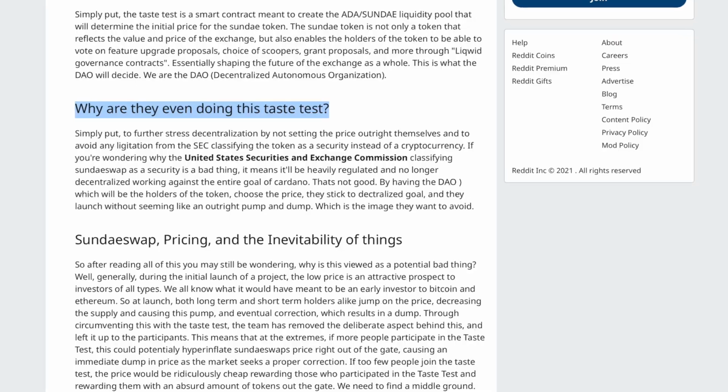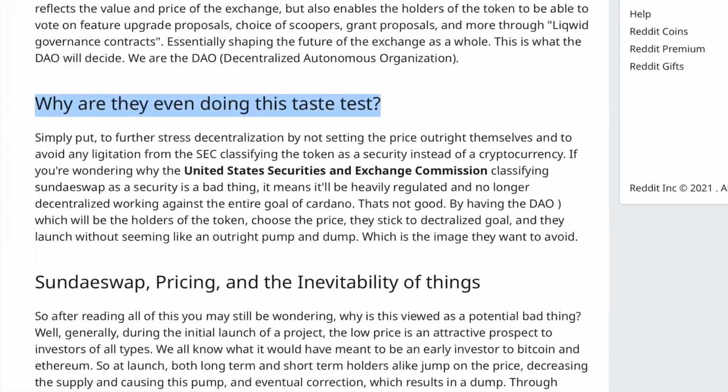Now, why would the team want to go about this way of setting that initial price, unlike in the past where many of us have seen some initial liquidity is put in, it starts off at a price and then just takes off? By the team allowing those who are contributing to the project to set the initial price, they stay away from issues with the SEC.